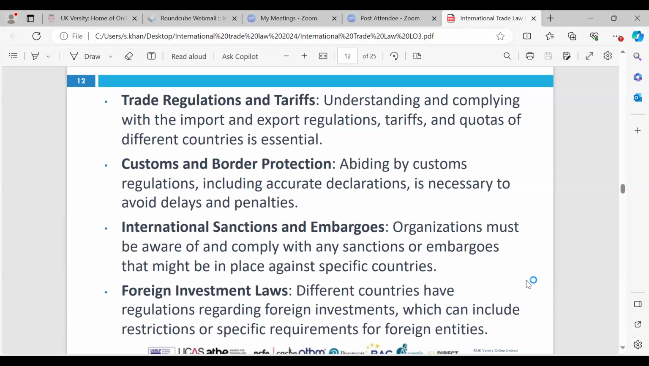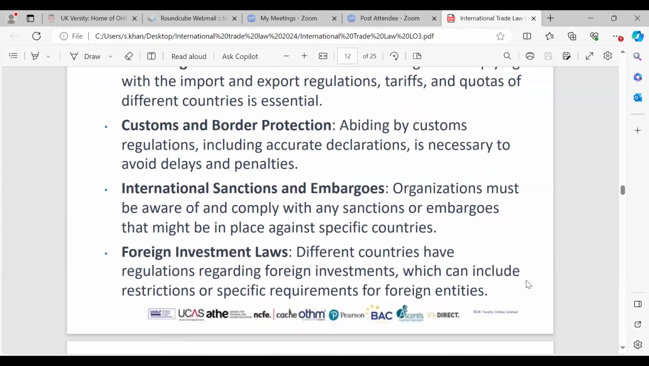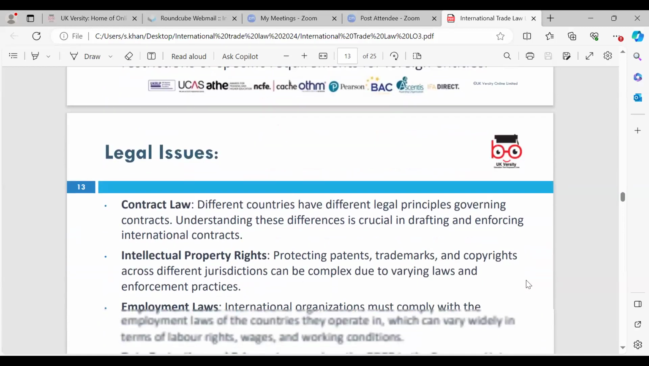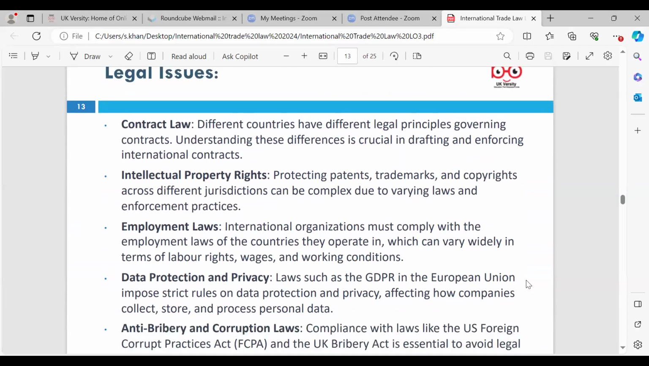Customs and border protection. Abiding by customs regulations, including accurate declarations, is necessary to avoid delays and penalties. International sanctions and embargoes. So organizations must be aware of and comply with any sanctions or embargoes that might be in place against specific countries. Foreign investment laws. Different countries have regulations regarding foreign investments, which can include restrictions or specific requirements for foreign entities.